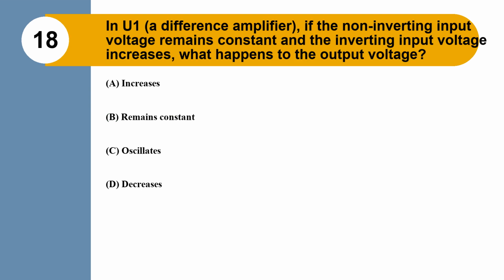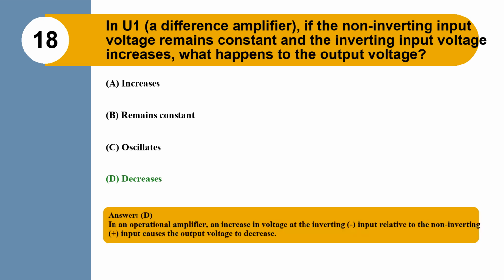Question 18. In U1, a difference amplifier, if the non-inverting input voltage remains constant and the inverting input voltage increases, what happens to the output voltage? Option A. Increases. Option B. Remains constant. Option C. Oscillates. Option D. Decreases. The correct answer is option D. Decreases. In an operational amplifier, an increase in voltage at the inverting input relative to the non-inverting plus input causes the output voltage to decrease.